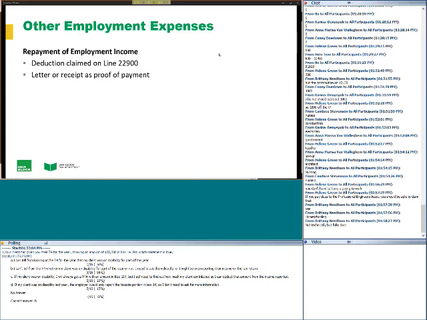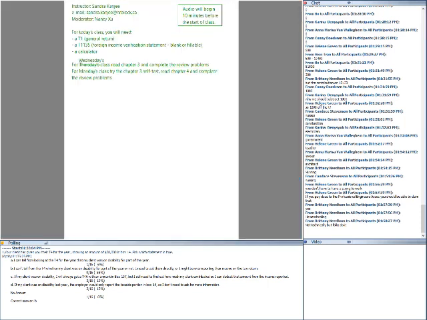Again, if you want extra practice on wage loss replacement plans or on T1135s, send me an email. I'll make sure you have my email. I'm going to stop sharing my screen so you have it there. Okay, and I'll be happy to send you extra practice. You have to send me your attempt at it to get the answer.